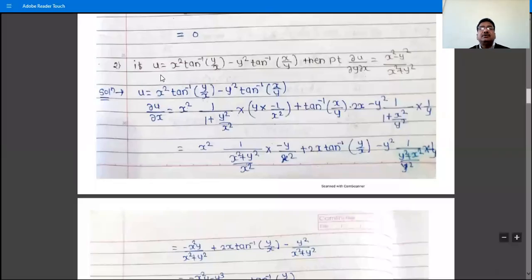Next example: u = x² tan⁻¹(y/x) − y² tan⁻¹(x/y). Then prove that ∂²u/∂y∂x is equal to (x² − y²)/(x² + y²).